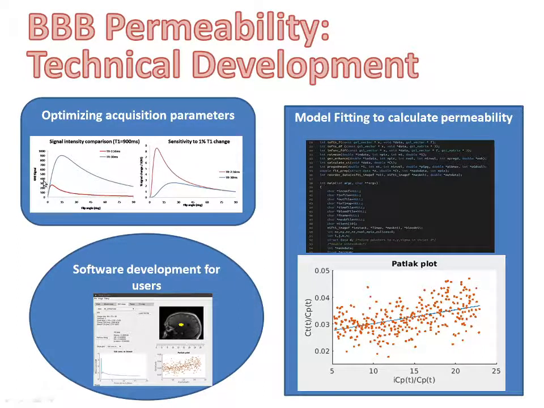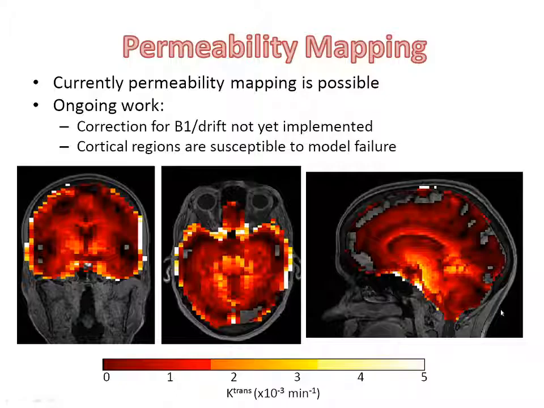My role has been to optimize all the acquisition parameters, understanding how the signal intensity changes with regard to acquisition parameters, and I've developed software to allow users to analyze the data and created fitting routines using C programming to fit the data to the model to extract the important parameters. This has allowed us to produce permeability maps across the whole brain. It can be used in individual regions of interest, but also across the whole brain, as shown here.